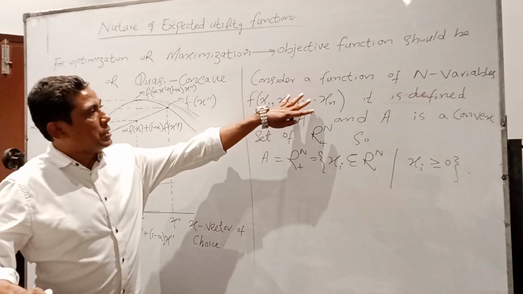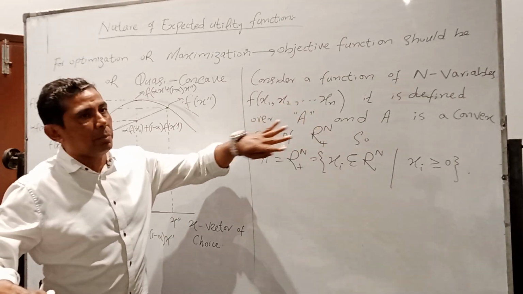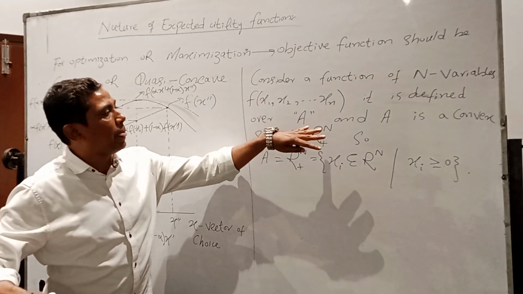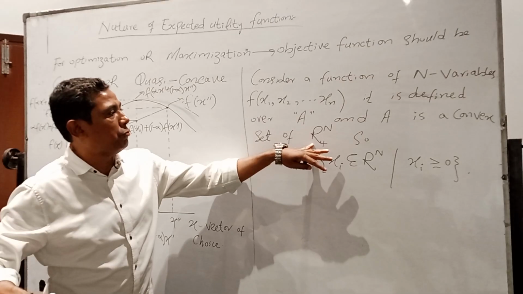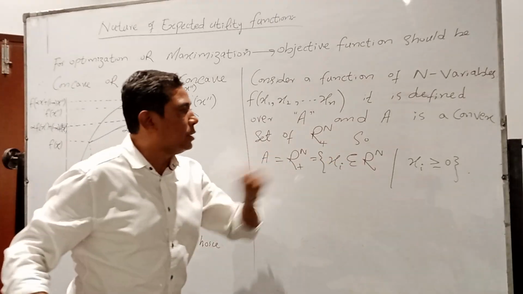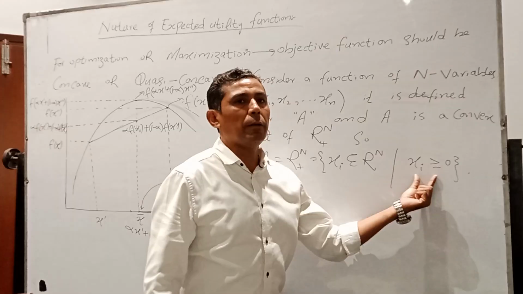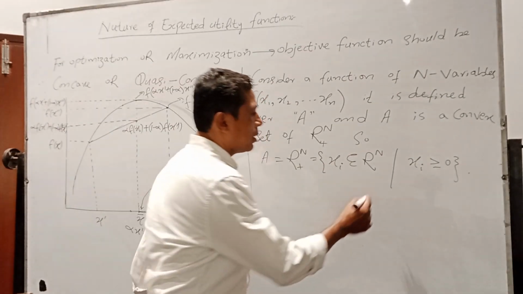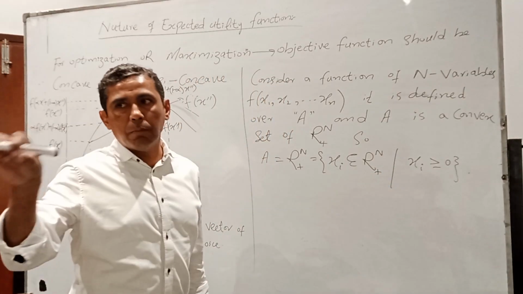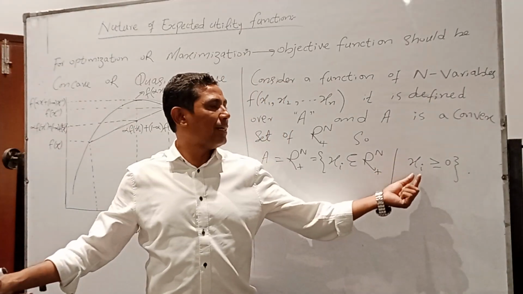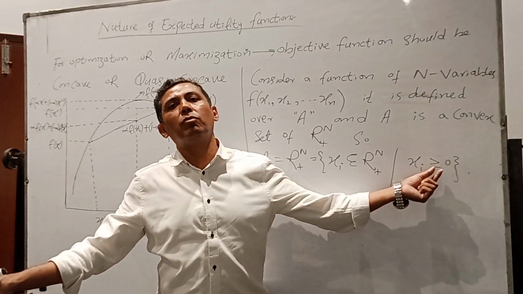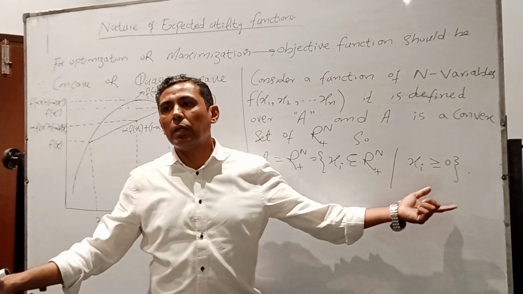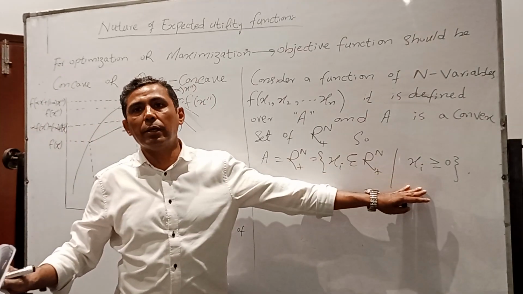So consider this one. अब, what about this one? A is defined over A, and A is a convex set of R^n. So you can write in this way. So what about this one? Because you write here, okay, that is the positive real number. So that's why xi is either equal to 0 or greater than 0. So yeah, never less than 0. Clear? So that's why I impose this restriction here.